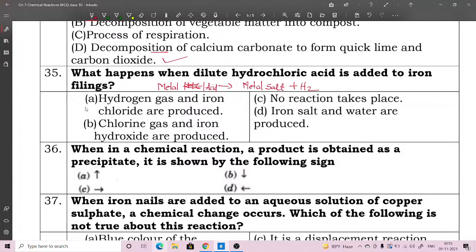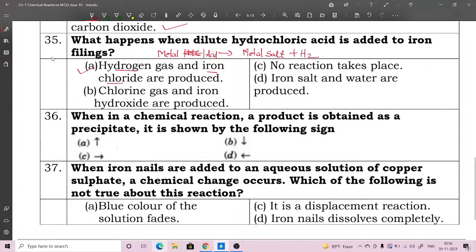So let us check the options. A, hydrogen gas and iron chloride are produced. B, chlorine gas and iron hydroxide are produced. C, no reaction takes place. Or D, iron salt and water are produced. Since I have already given you the skeletal equation for this particular part, when metal reacts with acid, metal salt and hydrogen are formed. So hydrogen gas is in this option, and iron chloride, the metal salt, is formed. So the option is A.